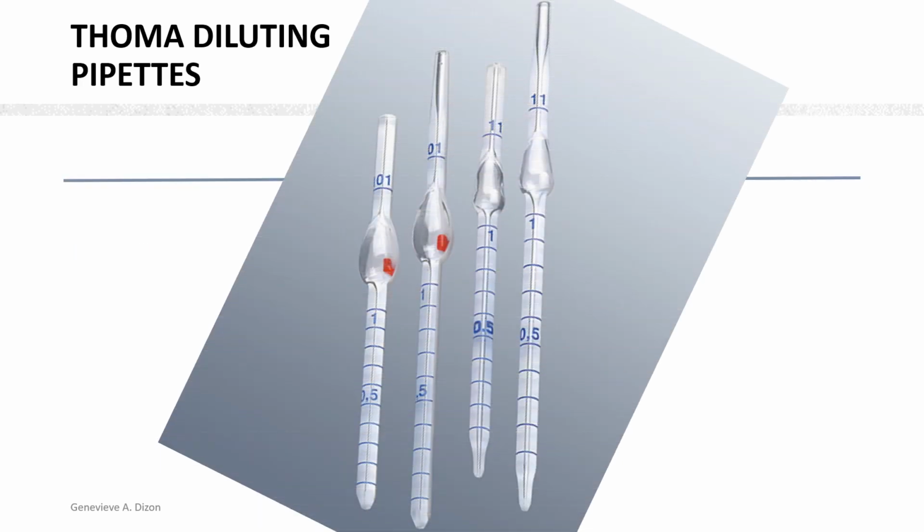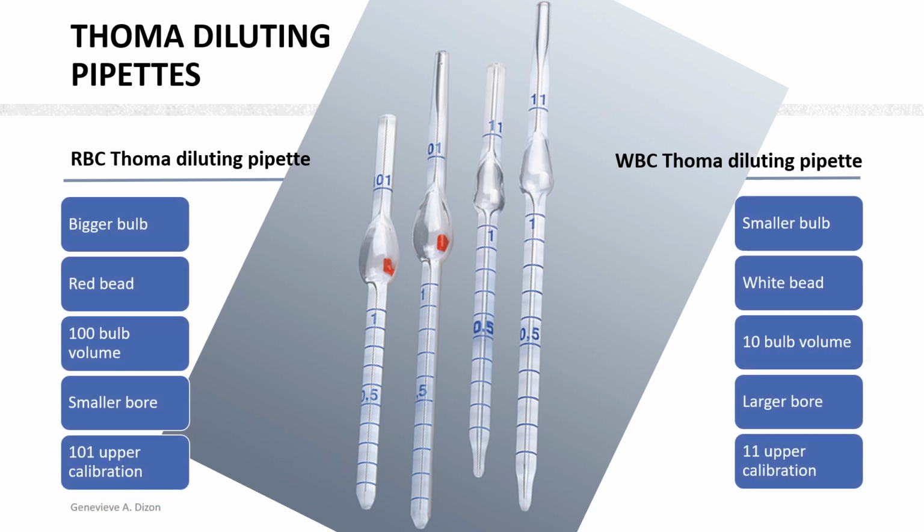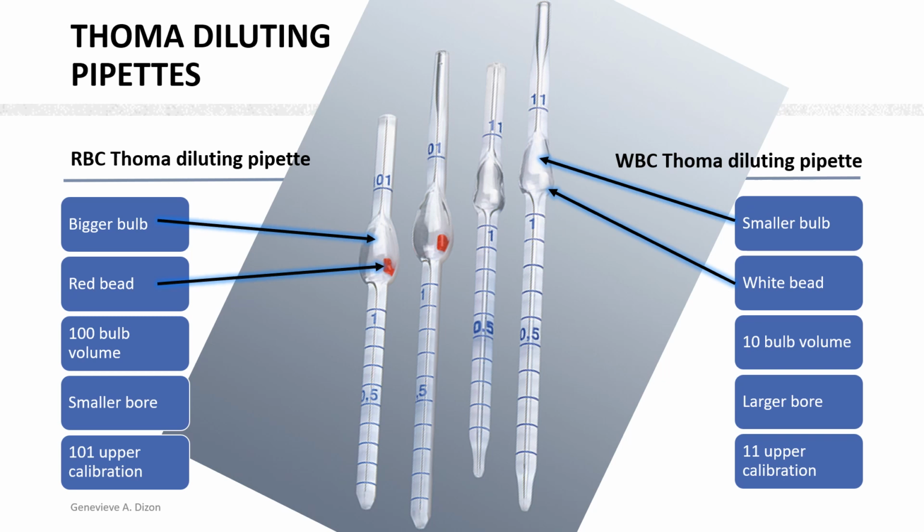These are the THOMA pipettes, and there are two types, the RBC THOMA pipette and the WBC THOMA pipette. Let's now differentiate each from one another. The RBC pipette has a bigger bulb compared to the WBC pipette. The RBC pipette has a distinct red bead, while the WBC pipette has a white bead inside.